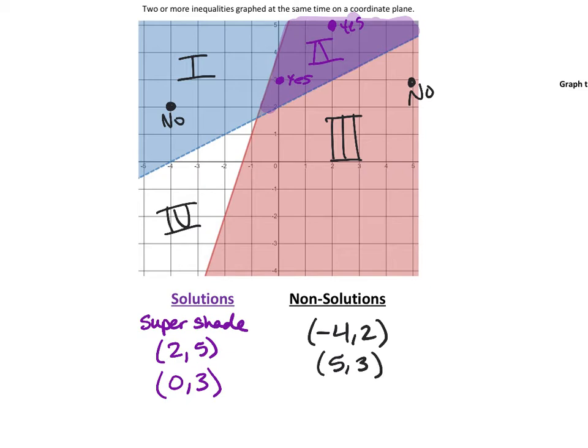Anything on a dashed line, even if it looks like it's part of the shaded region, remember dashed lines are a no-go. So (2, 3) would also be a non-solution. And anything in the blank region by itself, that's definitely not a solution to this system. So we could also include (-4, -3) on our list of non-solutions. There are plenty of other examples of solutions in the purple or non-solutions in any of the other three regions on this graph. But what we're interested in is where those lines overlap, where the boundary shadings overlap.